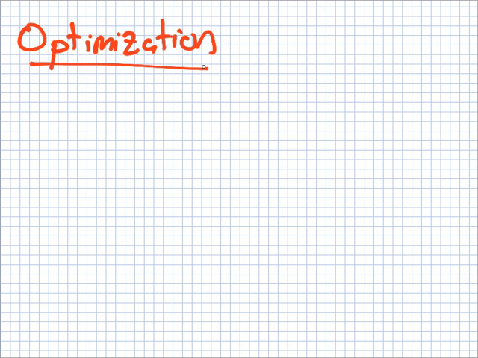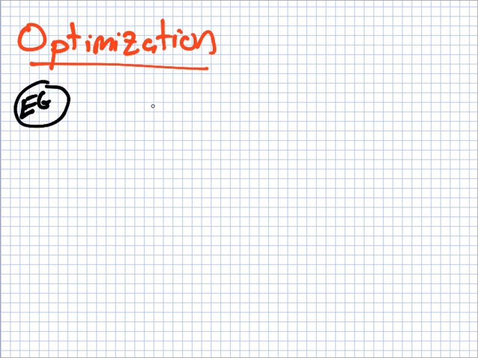Right, so next lesson now, we're going to have a look at optimization. So these are practical problems. What we're going to do is use calculus to help us find the best solution to problems. Okay, so I'll give you an example. We'll go straight into an example.